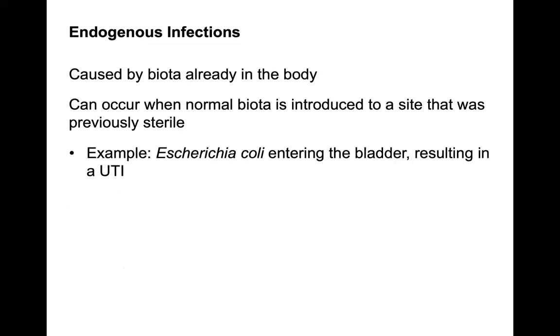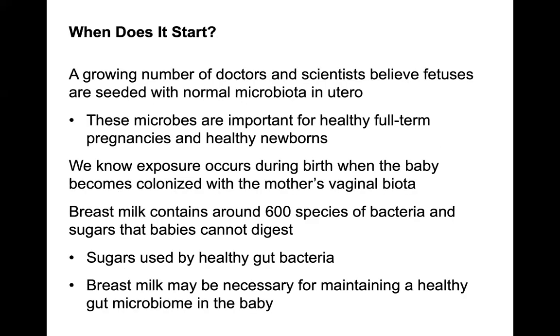So endogenous infections, these are caused by biota that are already in the body. They can occur when normal biota is introduced to a site that was previously sterile. For example, E. coli is normal biota that we find in the gut. However, if it enters into the urinary tract, that results in a UTI. So an endogenous infection is one that arose from our organisms that are already living inside the body.